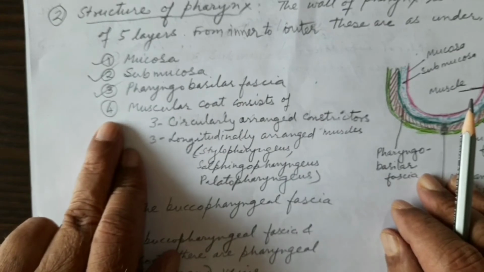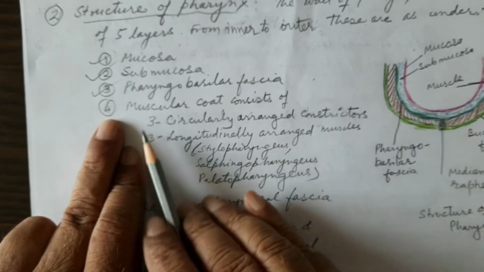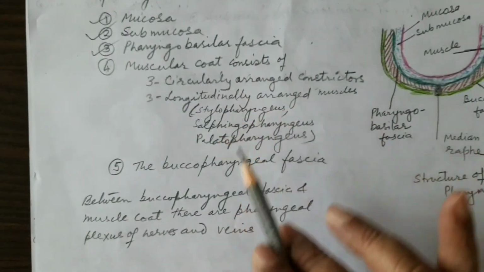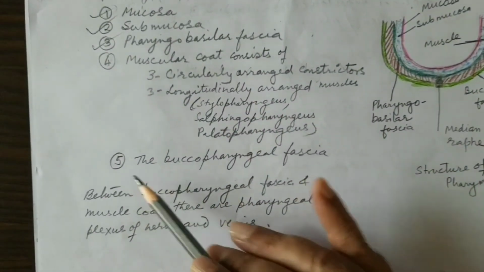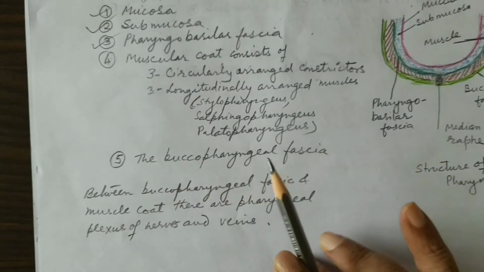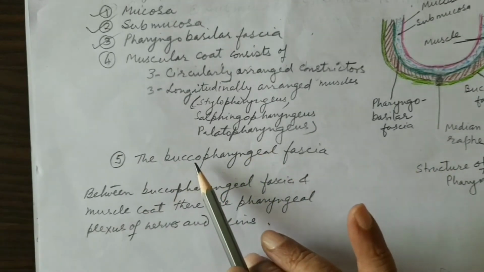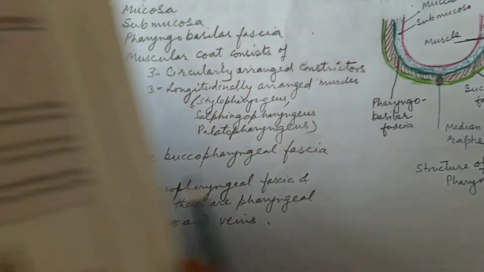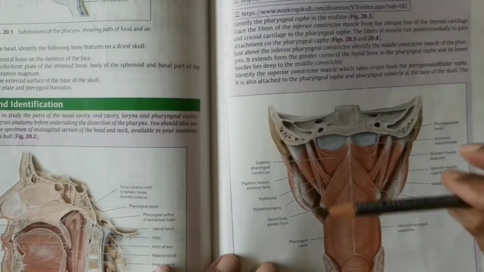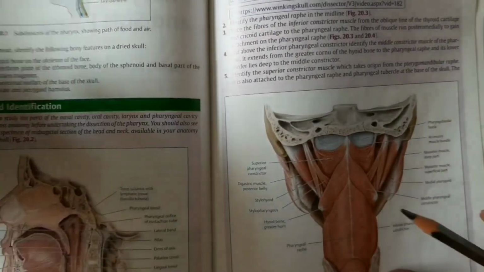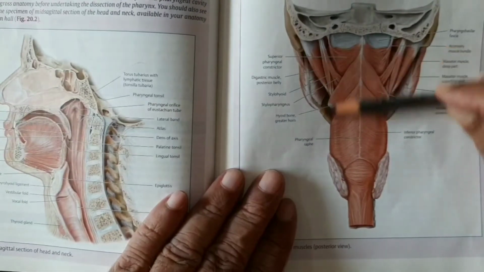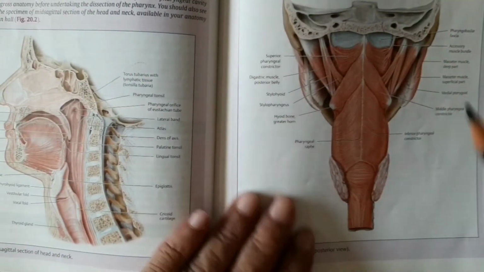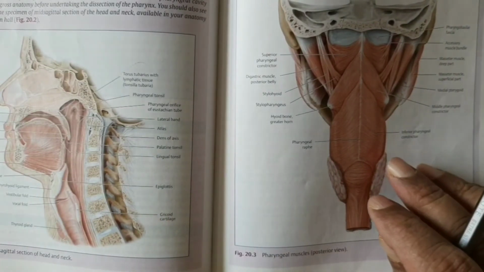Now come to the muscular coat, as I said, circular and longitudinal muscle, and lastly the buccopharyngeal fascia. Let me first tell you about the buccopharyngeal fascia, and then I will come to the three circular constrictor muscles. Now all these muscles which are seen here are under cover, the posteriormost layer being the buccopharyngeal fascia, which will cover them from the posterior aspect.